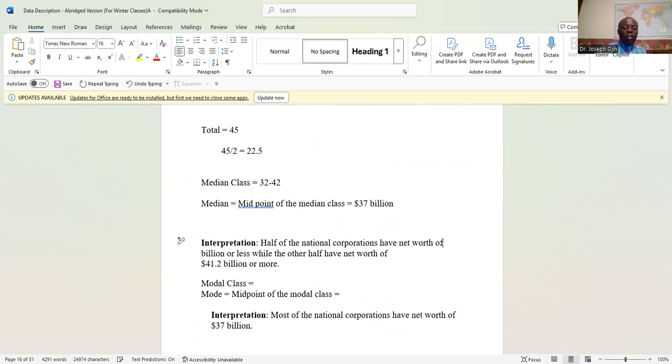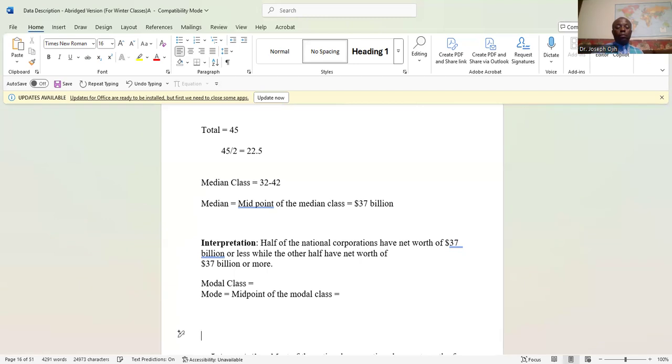So the median is 37 billion. What does that median of 37 billion imply? It implies that half of the national corporations have a net worth of 37 billion or less, while the other half has a net worth of 37 billion or more. Any question on this?